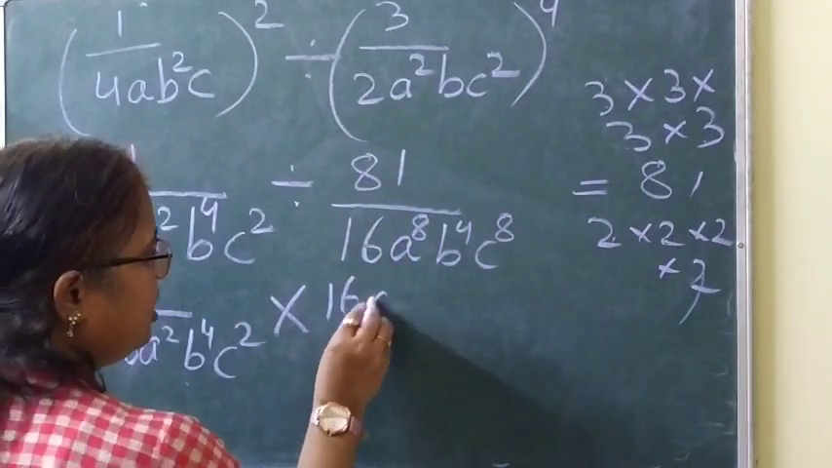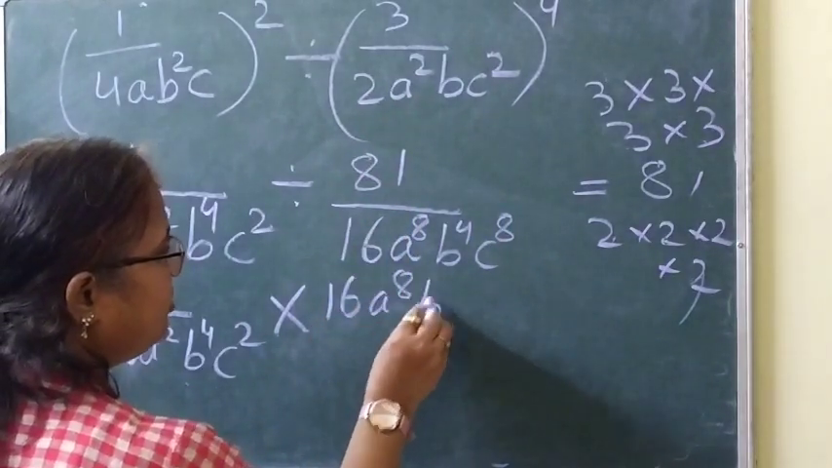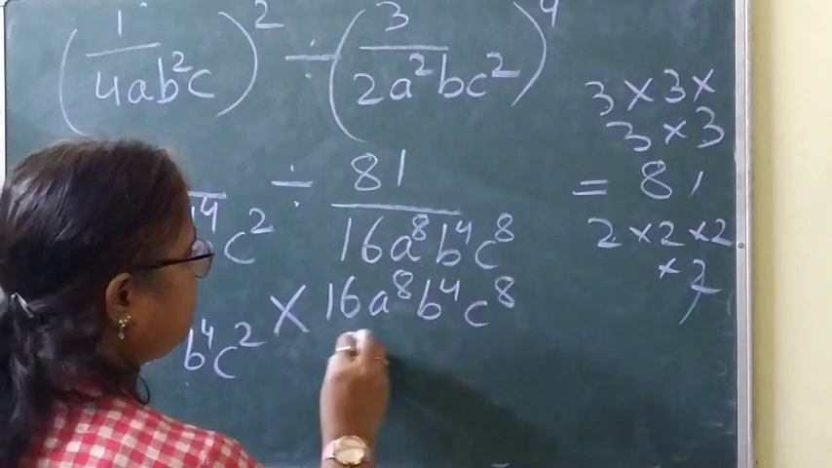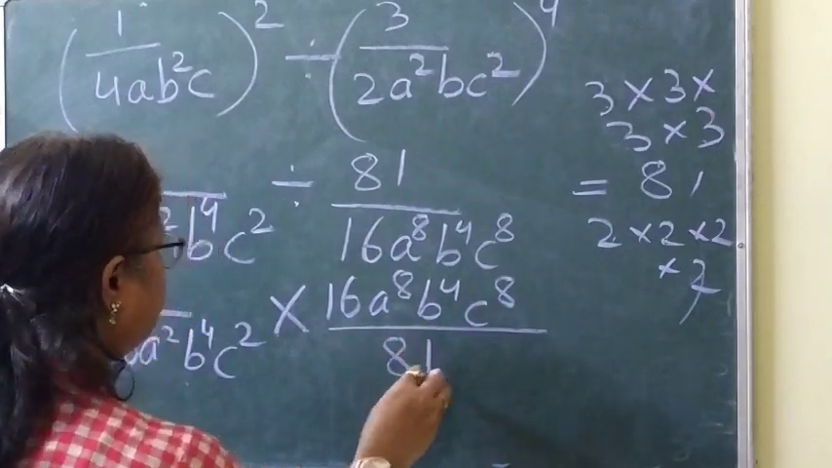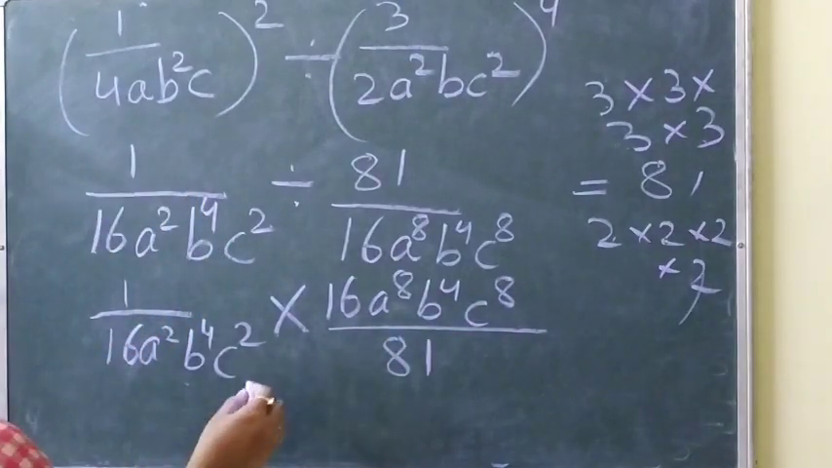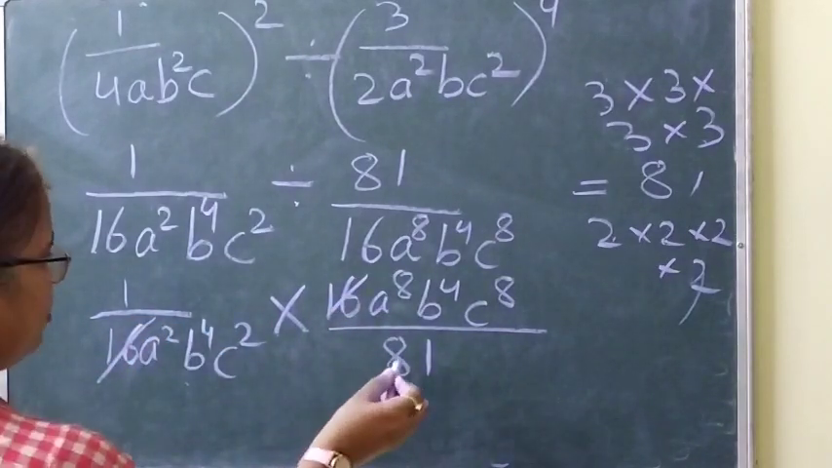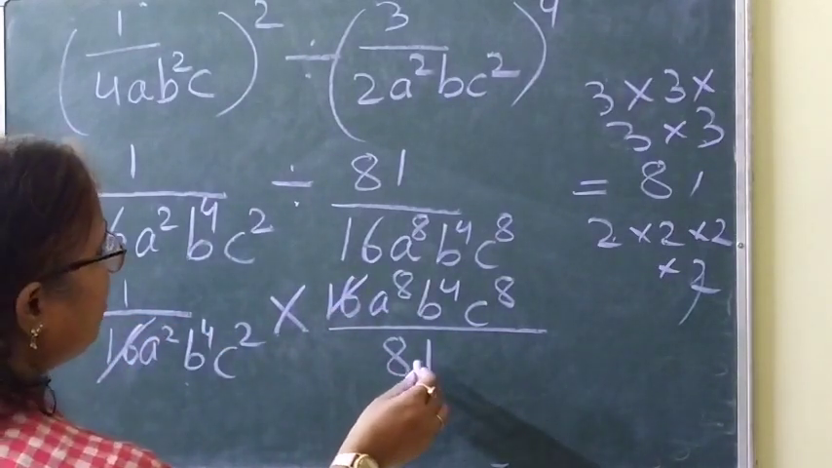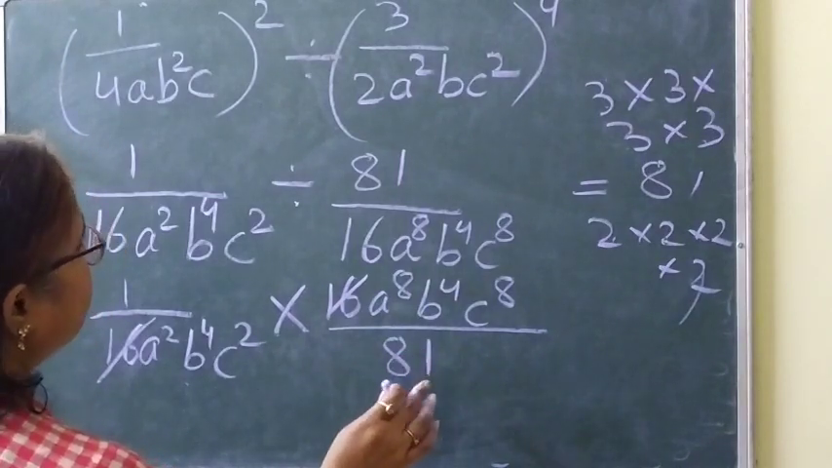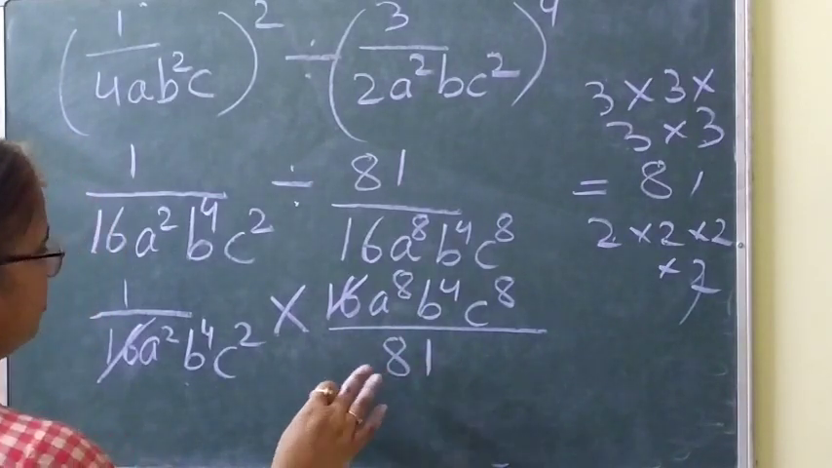Means 16 A to the power 8, B to the power 4, C to the power 8 divided by 81. Okay. So now we can cancel. 16 and 16 cancel. Clear? So what is left? 1 by 81. Okay, 1 by 81.